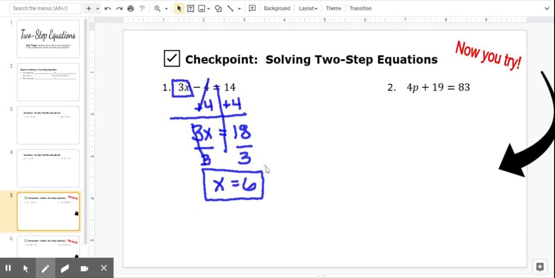Did you get that answer? Let's do another one. Example 2. Find your equal sign and draw your line down the middle. What do I box off? I box off the 4p. Outside of the box, I see a positive 19. How do I undo that? Minus 19 from both sides.